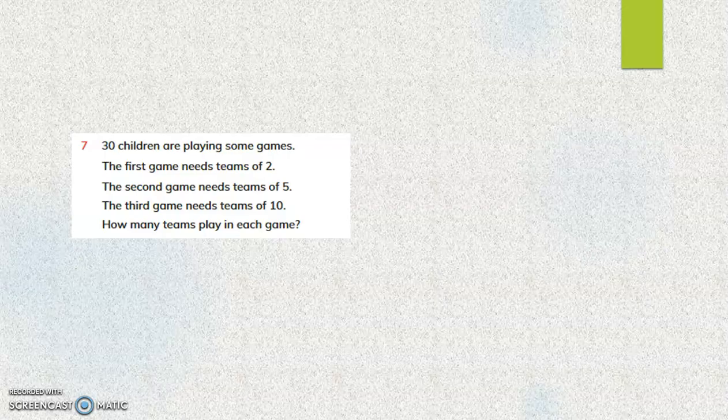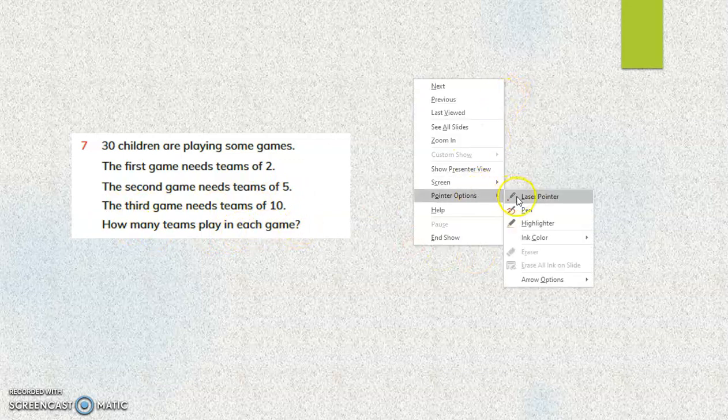70 children are playing some games. The first game needs teams of two. So, ഇത് കുറേ ക്വസ്റ്റ്യൻസിനെ ഒന്നിച്ച് തന്നിരിക്കുകയാണ്. 30 children are playing some games. The first game needs teams of 2. The second game needs teams of 5. The third game needs teams of 10. How many teams play in each game? So, it is a mix of 3 questions.